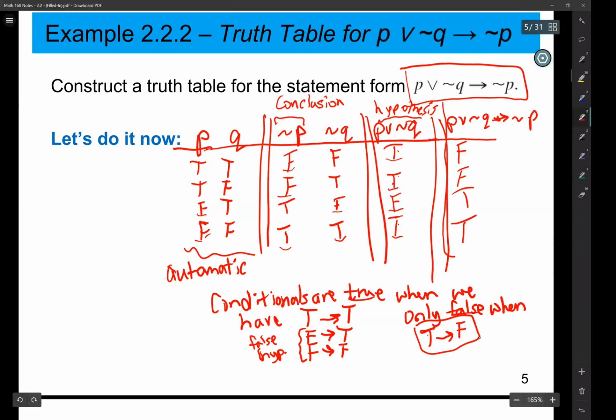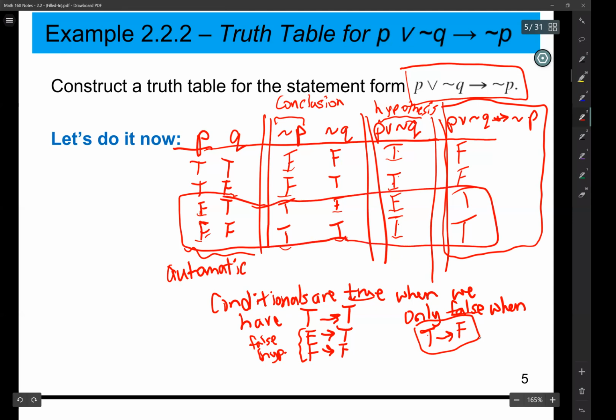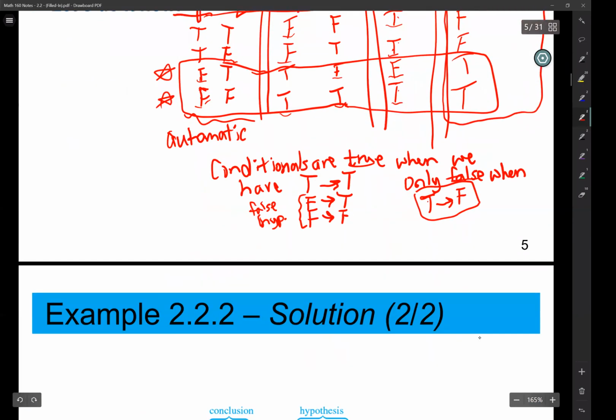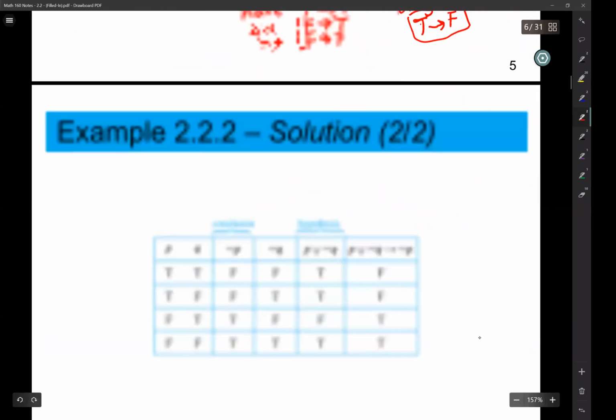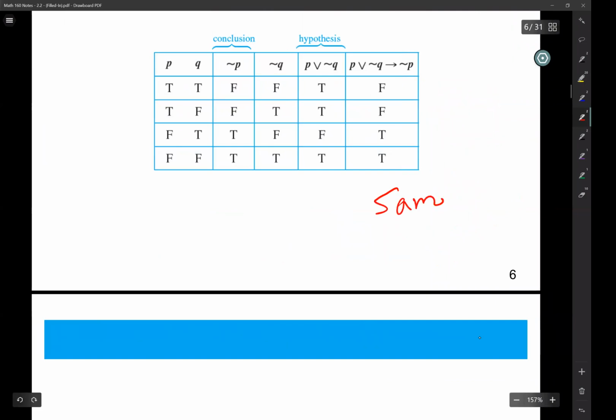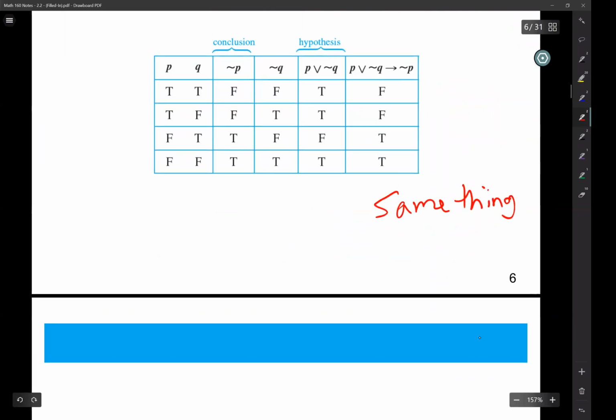So we just found the truth table. We found out when this conditional is true. It's only going to be true in these two cases right here. So overall, this is true only when we have right here and right here: when P is false and Q is true, or when they're both false, like that. Okay. And you can go back in the video and make sure you capture all that, okay? Yeah, so same thing. Okay, false, false, true, true.